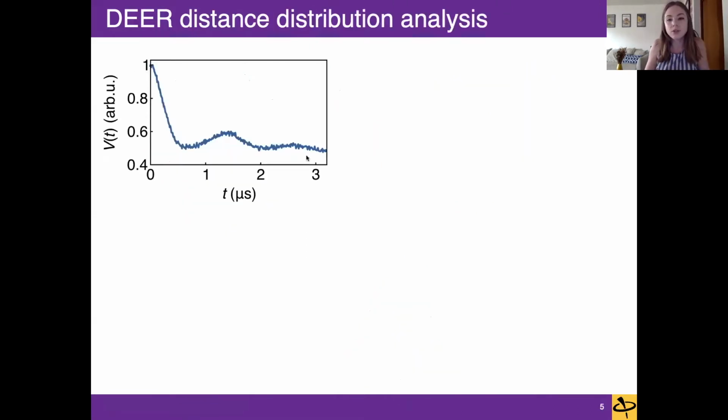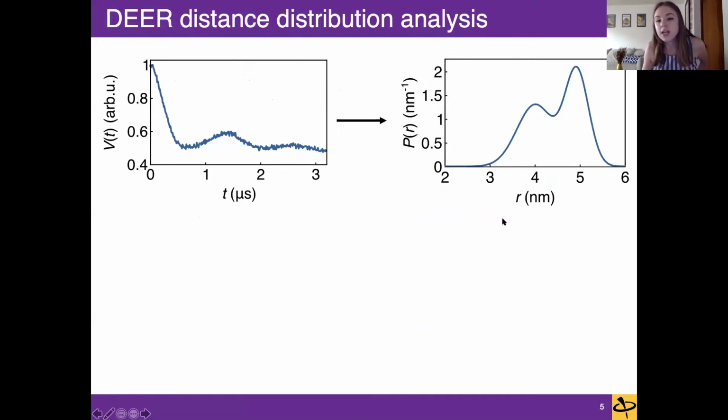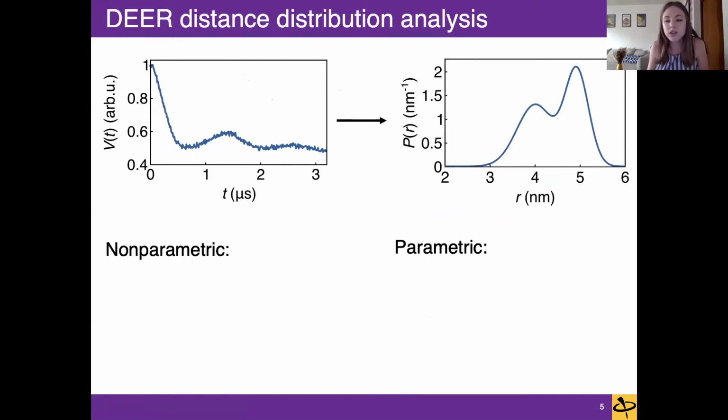So now actually obtaining this distance distribution is a non-trivial task. Moving from this time domain signal, which is what we actually get when we run a DEER experiment, to a distance distribution is an ill-posed problem. And what that means is minor changes in this data can lead to significant changes in the output distance distribution. And there are several approaches for moving between these two domains. The analysis is generally broken up into two fields, utilizing non-parametric or parametric models. Each have their advantages and disadvantages, so I'm not going to get into that in the scope of this talk.